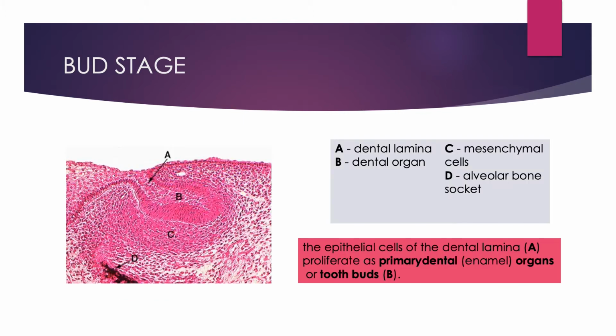At the site of each future tooth, the epithelial cells of the dental lamina at A proliferate to produce swellings. These swellings along the shelf-like dental lamina are referred to as primary dental organs, enamel organs, or tooth buds at B. This is referred to as the bud stage of morphogenesis. There is a condensation of underlying mesenchymal cells at C in the region under the central aspect of the bud. This region of the tooth bud will continue to invaginate, giving the tooth germ a cap-like morphology. Please pay attention to the beginning of the formation of the alveolar bone socket at D.